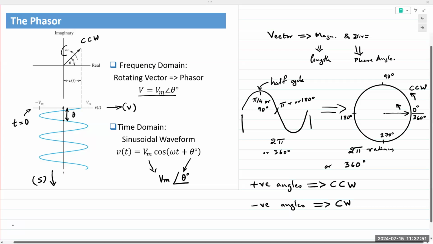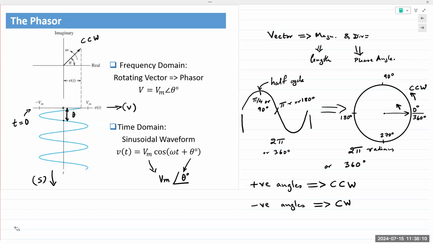Even though we say it is rotating with a speed of omega, it does not contain any omega information. It's simply the magnitude and the phase angle. That is it. Only two things, magnitude and the phase angle. Vm with the angle of theta. Does that make sense to everyone?